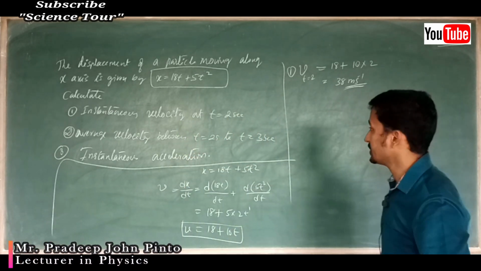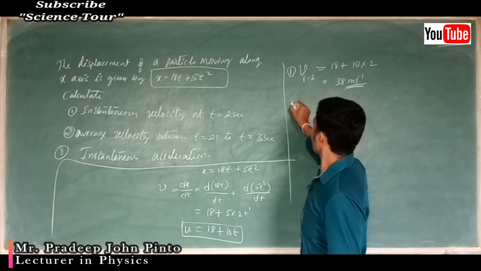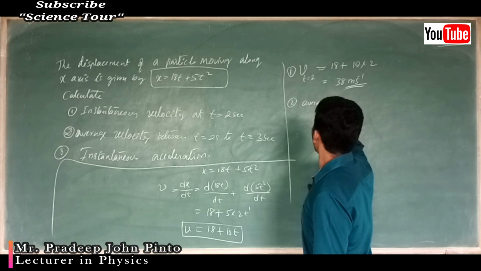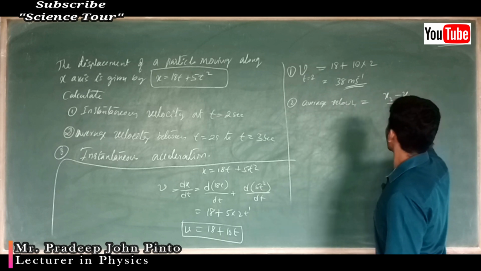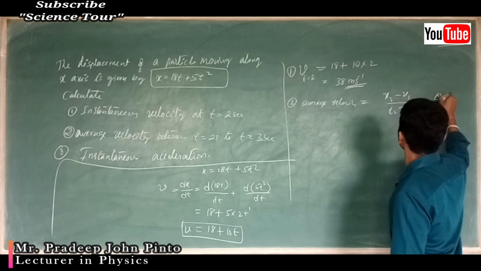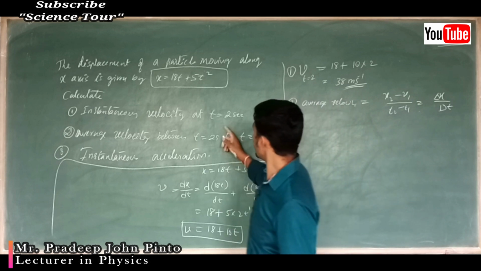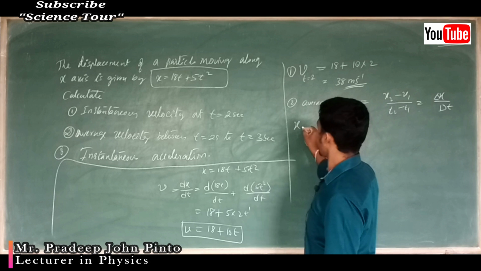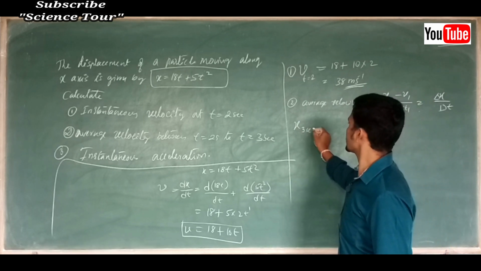Next what you have to find out? Average velocity between t equal to 2 seconds and t equal to 3 seconds. Okay. Average velocity means what? Average velocity, you have written x2 minus x1 divided by t2 minus t1, which is equal to delta x by delta t. So here t2 is 3, t1 is 2. So x2 you are going to find out, x at 3 seconds.